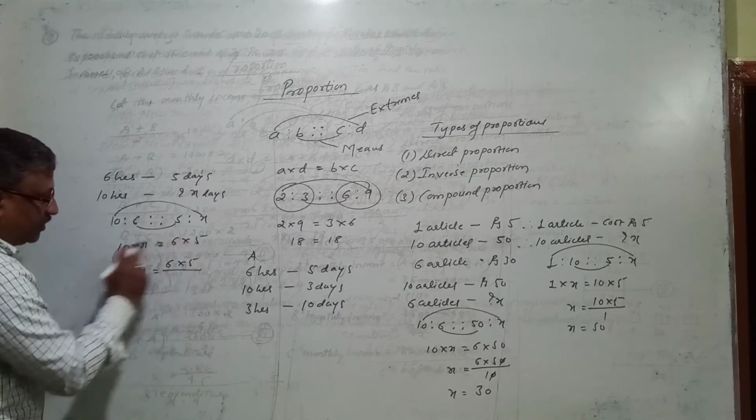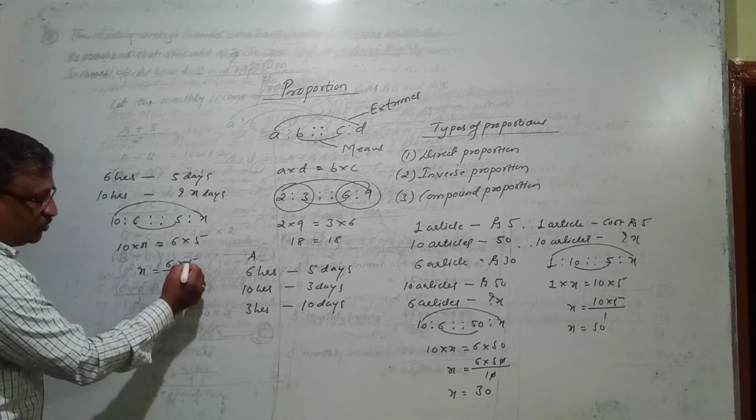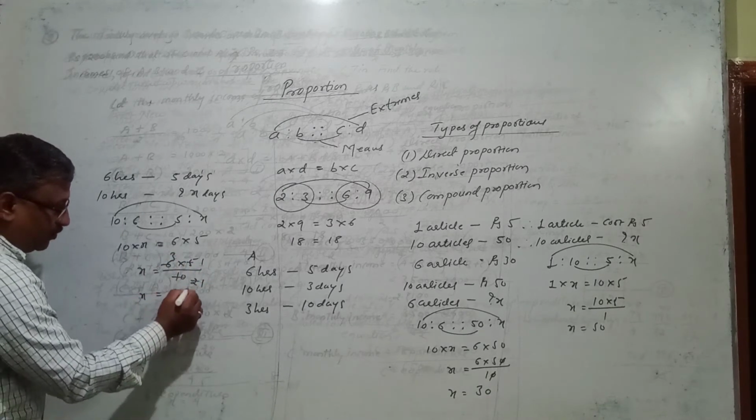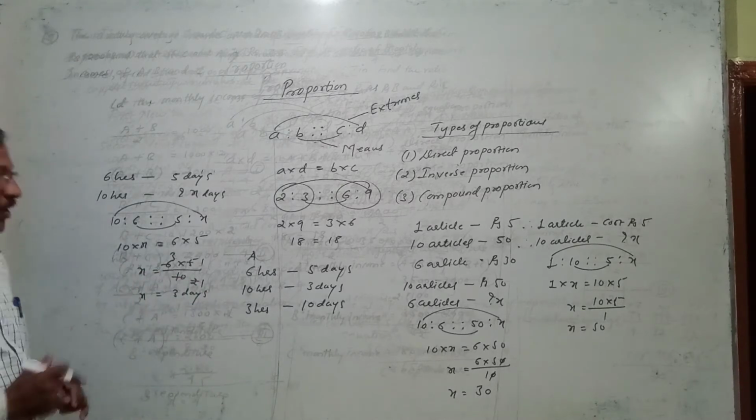And transfer 10 to this side, this multiplication becomes division. So 5 1s are 5, 5 2s are 10, 2 1s are 2, 2 3s are 6. So x is equal to how many days? 3 days.